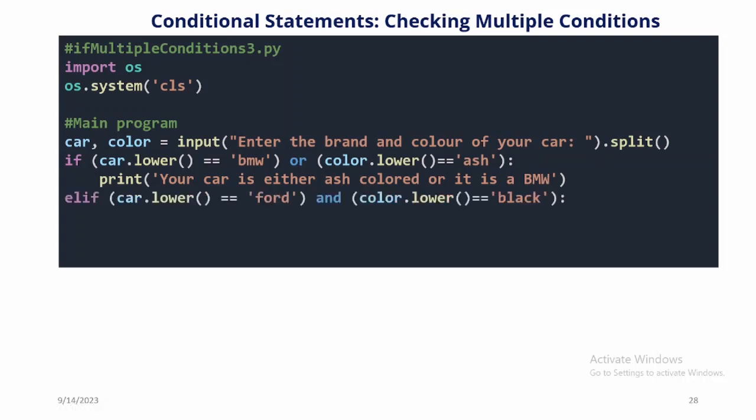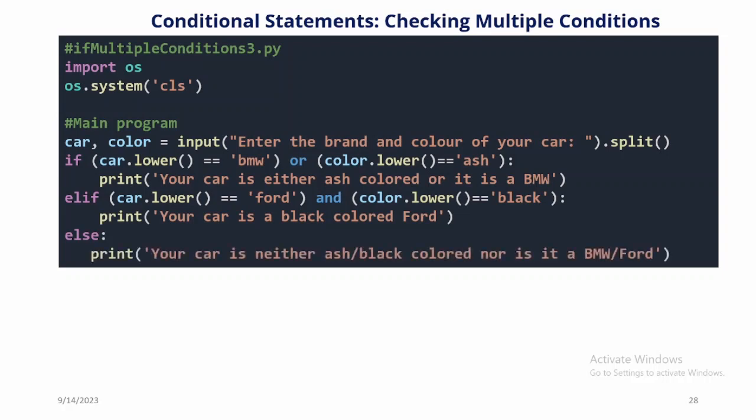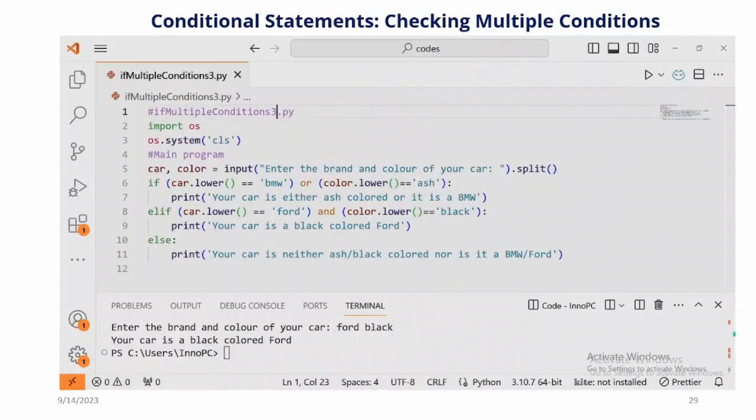Else, car.lower equal to Ford and car.lower equal to black, both conditions must be true because it's an AND. Then you say "your car is a black colored Ford." Otherwise, "your car is neither ash colored nor black colored, nor is it a BMW or a Ford." When you run the program, this is what it looks like.